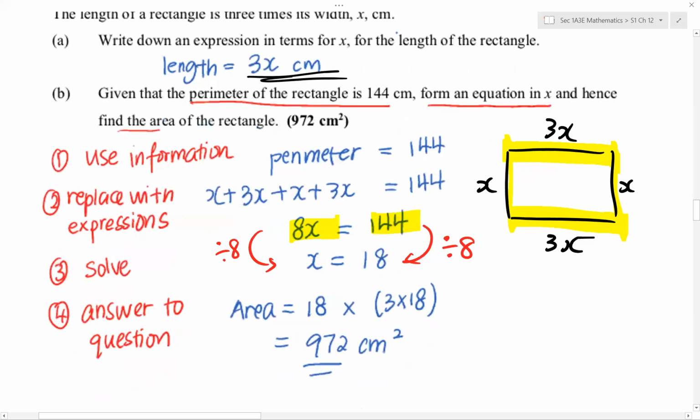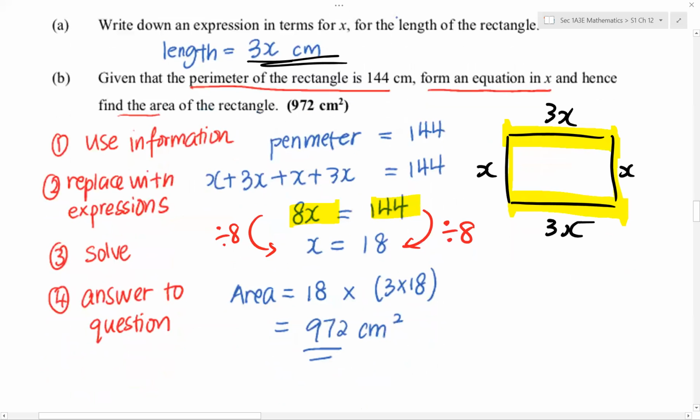Once you have the x value, you can continue to solve. You want the area. So area must be length times breadth. The length being 3x will be 3 times 18, because x is already 18, times 18. You get the answer.